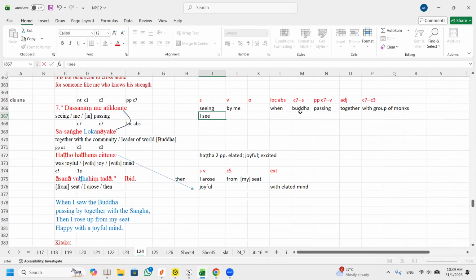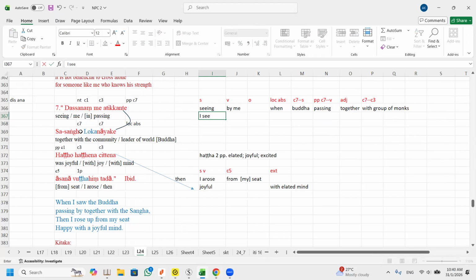When the Buddha, the word Buddha, so the word ati kanta becomes the verb. That means when the Buddha passing. So this is when the Buddha passing. If we don't change it to locative absolute, you cannot say passing. Now, can you see this is the word saha? So saha becomes the adjective, together. Can you see now?